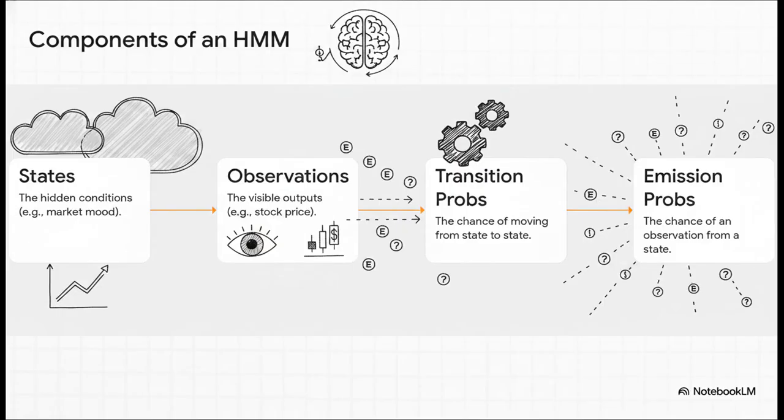Well, it pieces together a few key clues. First, it knows all the possible hidden states, like a bullish or a bearish market. Then it sees the observations. That's the stock price actually going up or down. But the real magic is in the probabilities. It calculates the chance of the market switching from bullish to bearish and the chance of the price going up while the market is bullish. It's by piecing all these little probabilities together that it can predict the most likely hidden story.